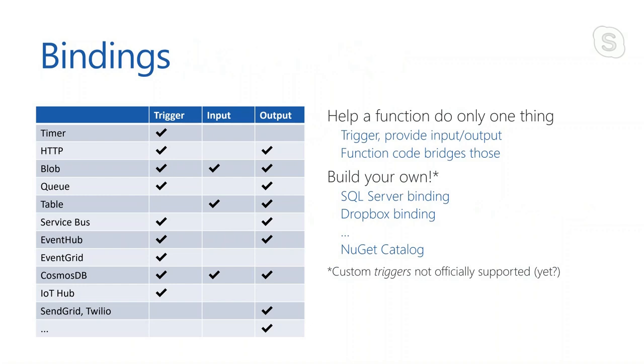Now, custom trigger bindings are not officially supported in Azure Functions. The reason for that is that they do not play well with the consumption plan in Azure Functions. Because a trigger has to run continuously, it has to run on a provisioned instance, and only then will it be able to call into the functions that you have. We've been running this thing since May, and so far this has been working perfectly. So as long as you have a provisioned instance, it actually works.